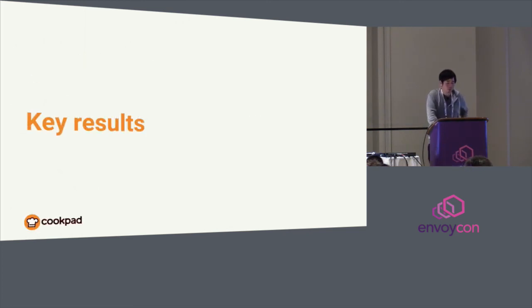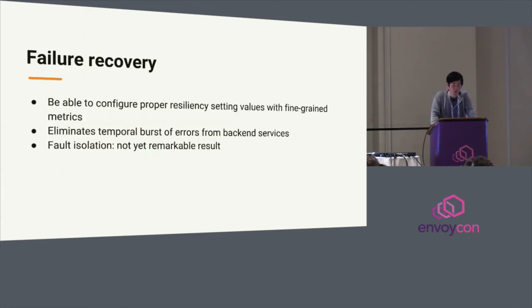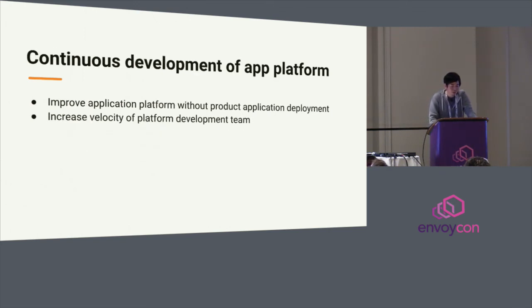Okay, so let me show some key results from our service mesh quickly. The first one is observability, and the second one is failure recovery. We have significant benefits in these areas. And because we are now fully managing our libraries, our platform team has more control over platform component deployments. So it increases our team velocity.